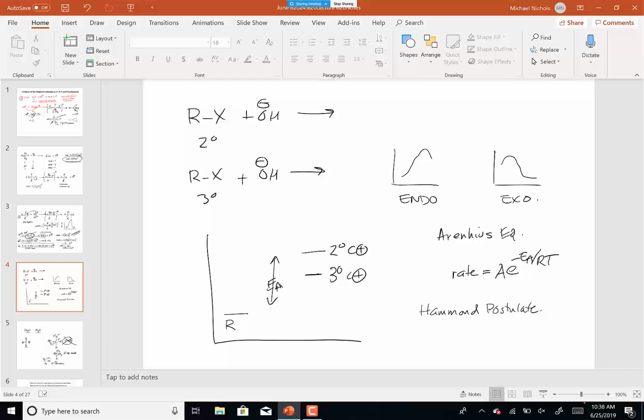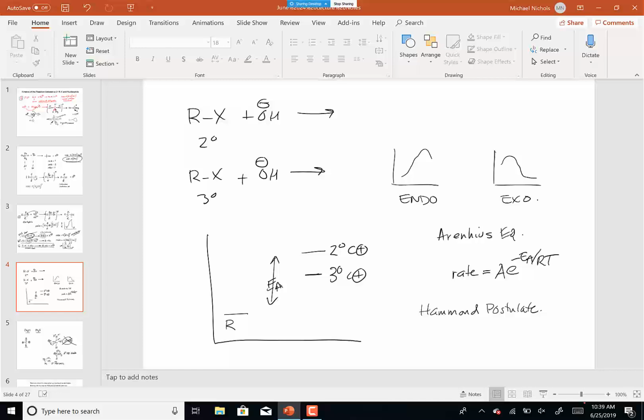So what Hammond said was that if the reaction is endothermic, the more endothermic it is, the more the transition state in position and structure resembles the products. And if it's an exothermic reaction, the transition state will resemble in structure the reactants. That's what he said. So we have to make some interpretations about that.